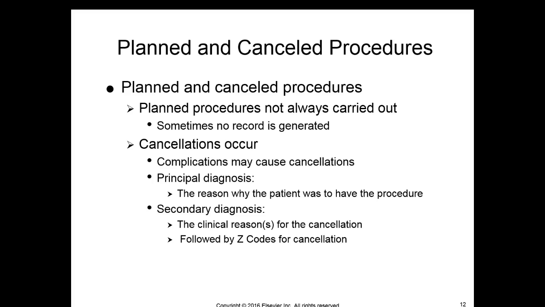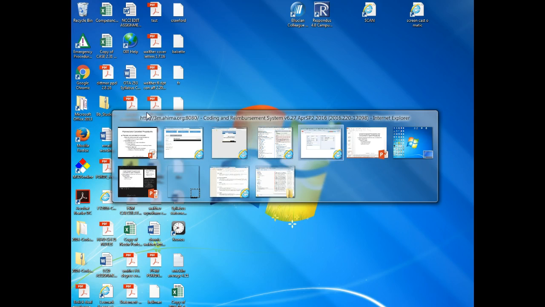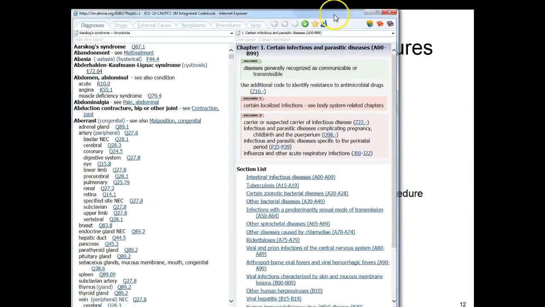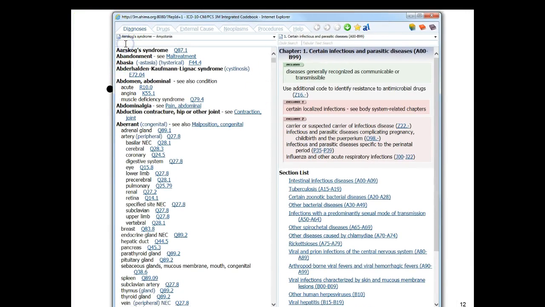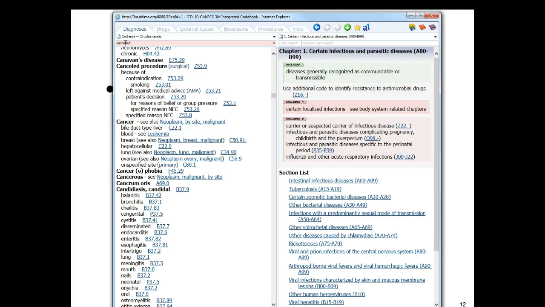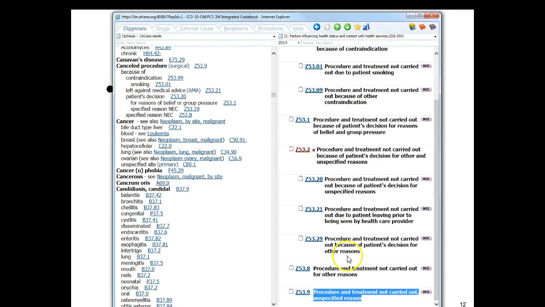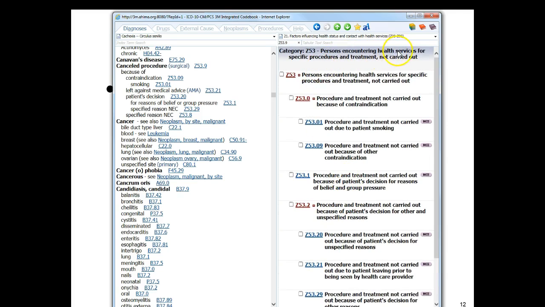Now sometimes a procedure is canceled, and there are different reasons that a procedure can be canceled, and you will remember that we actually looked in the integrated code book at some of the reasons that a procedure could be canceled. Here we go. If I look at canceled procedure because of, the category is Z53, persons encountering health services for procedures and treatment not carried out.